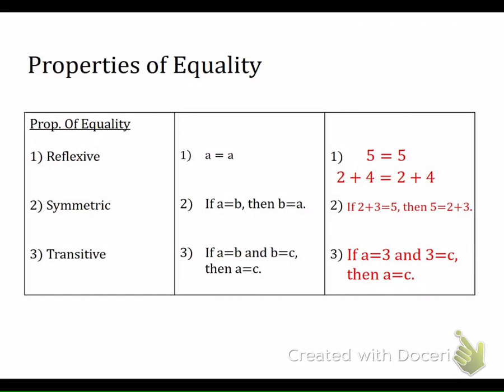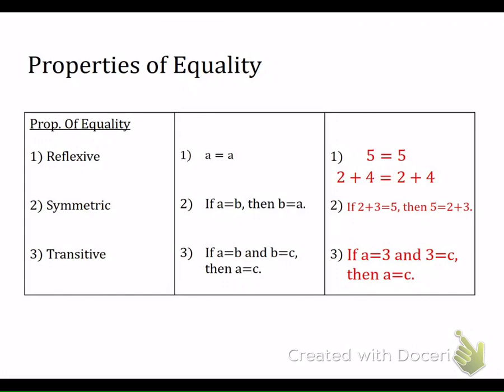Symmetric is the same thing on both sides of the equal sign, but the order changes. So A equals B, B equals A, same thing. 2 plus 3 equals 5, 5 equals 2 plus 3. That's the symmetric property. And then transitive property is where you're cutting out the middleman.